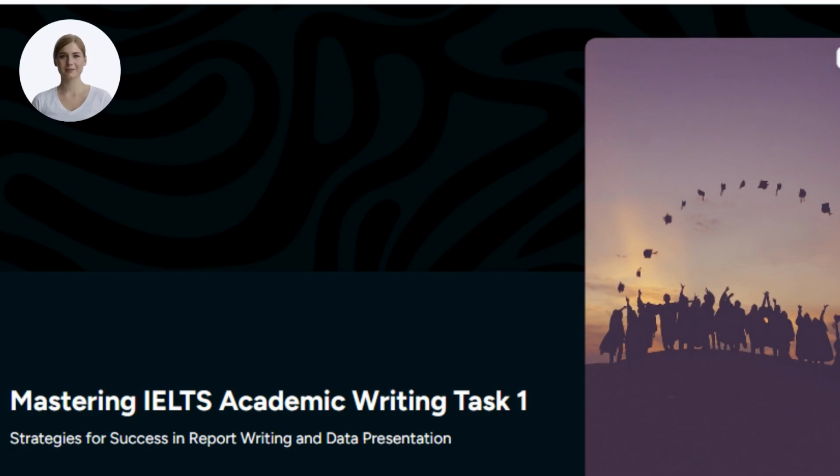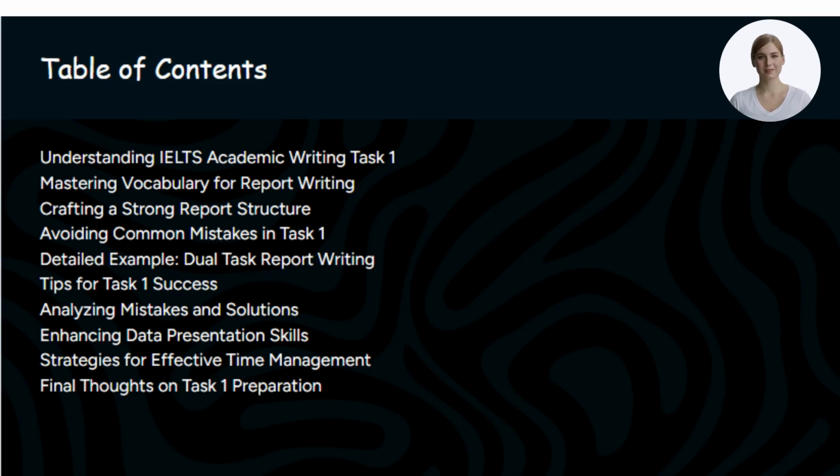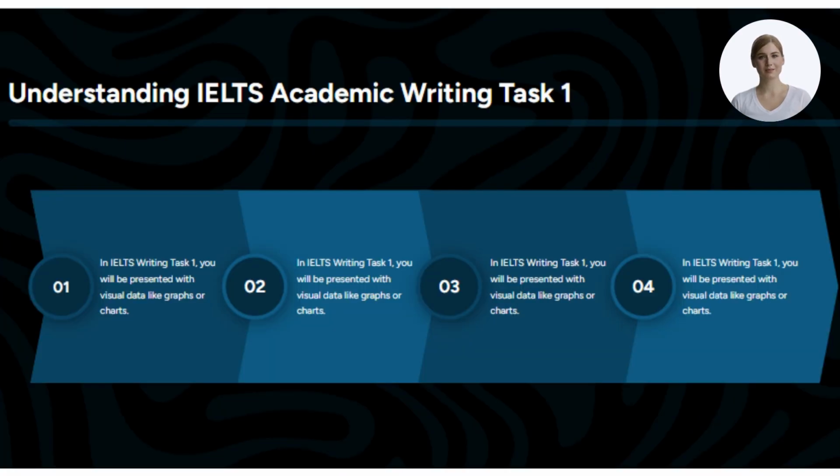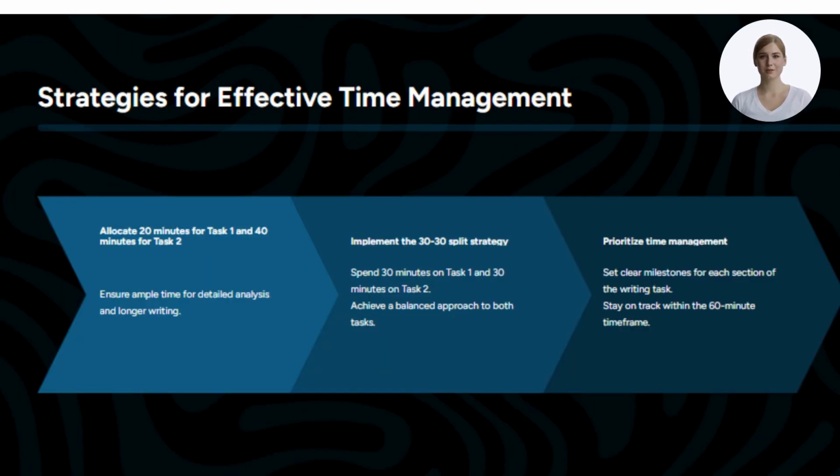Let's get started. Understanding the task. In IELTS Writing Task 1, you will encounter a pictorial representation, such as a line graph, bar chart, pie chart, table, or process diagram. Your task is to curate a well-organized report based on this visual data. Key points. Word limit. Your report should be between 150 to 180 words.